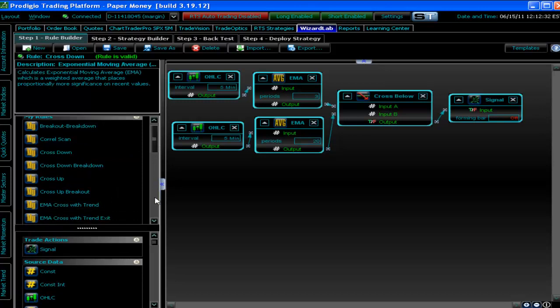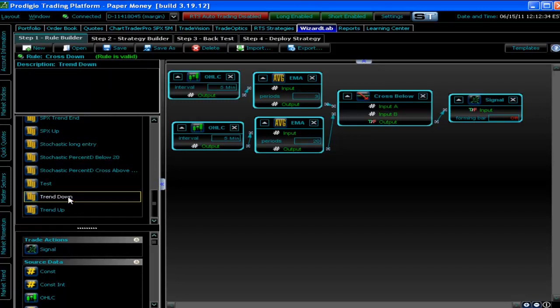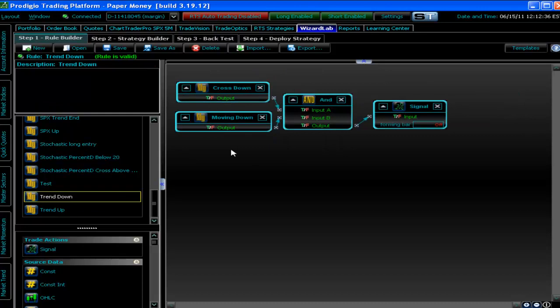Remember, this was trend down, right? And we had looked at the cross down rule. That cross down rule is nothing more than that 3-period EMA crossing below the 20-period EMA. I've also got a rule called moving down. Let's take a look at that rule.